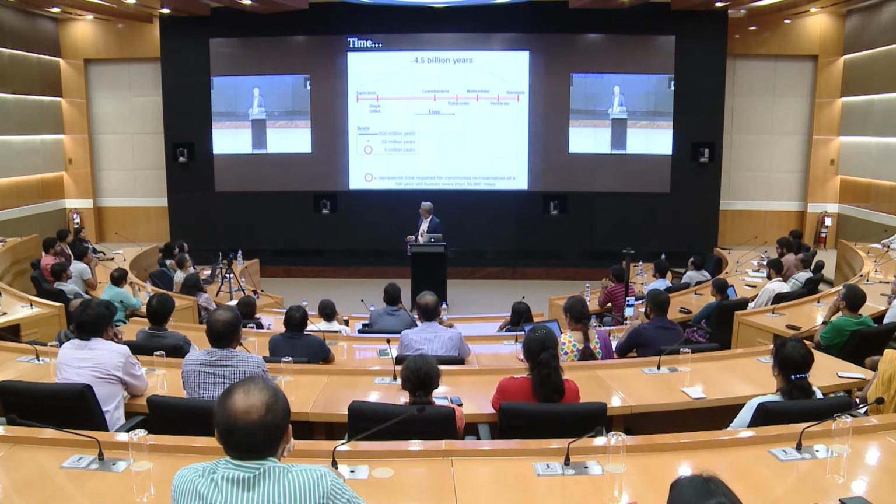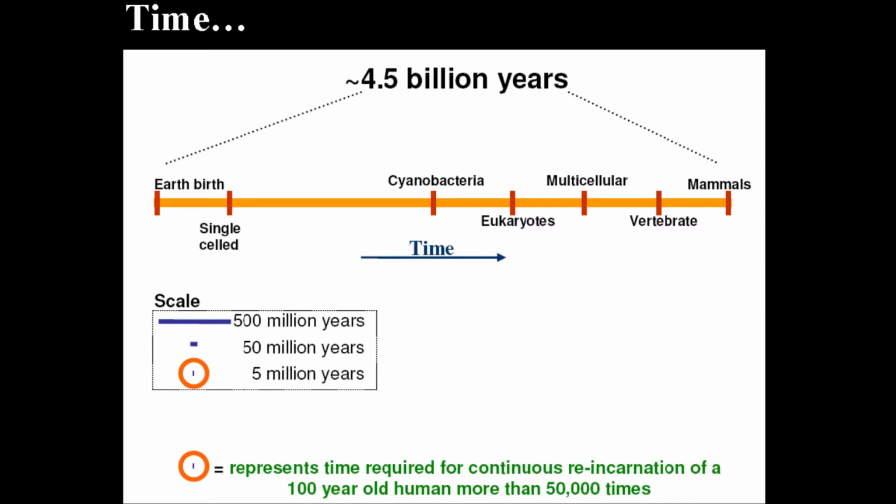So very briefly, I don't need to update this audience. You know the Earth has existed for 4.5 billion years. Just to put that in context, this small blip here on the left-hand side of the screen represents continuous reincarnation of a 100-year-old human being 50,000 times. So time is a very vast idea that cannot be understood by the human mind easily, especially 4.5 billion years. If you were to condense this 4.5 billion years into 24 hours, then the whole of humanity, which has existed for let's say 100 to 150,000 years, is in the blink of an eye. So go ahead and blink your eye, and that's the end of humanity.